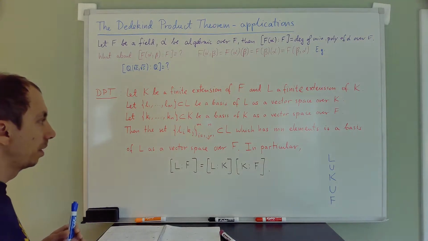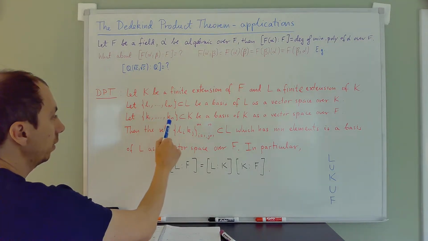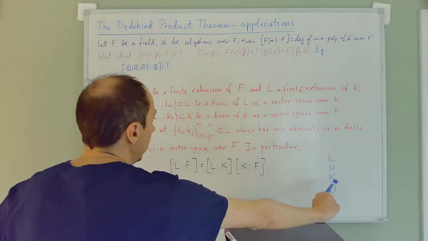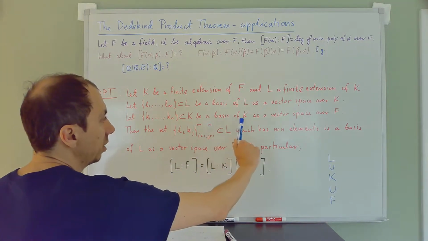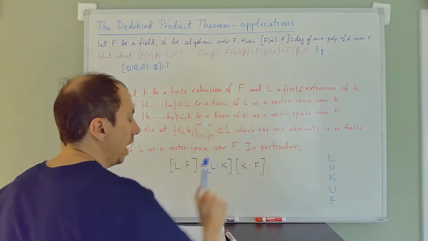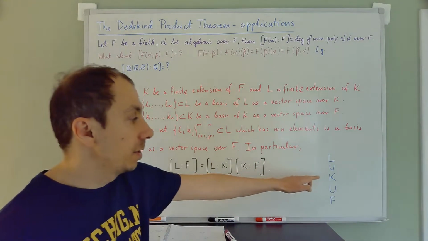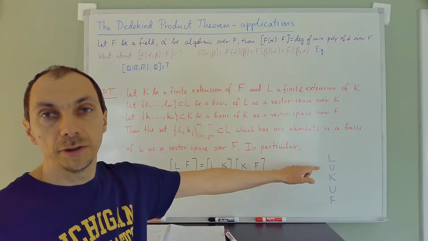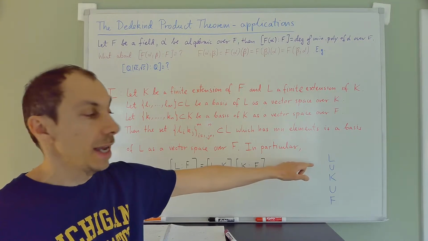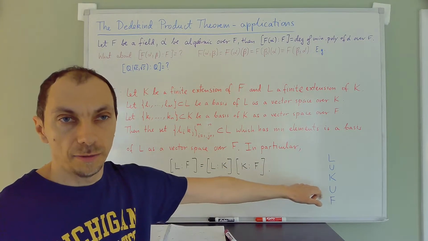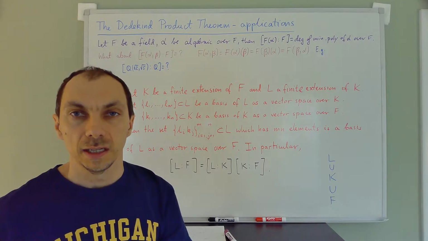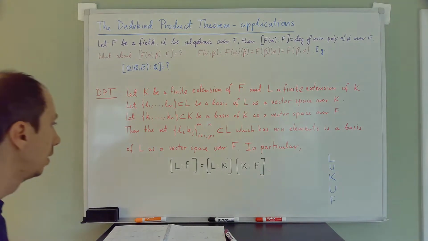In the second step, I take elements K1 through Kn, which lie in K, and I take them to be a basis of K as a vector space over F. So these are elements of K, and K is a vector space over F, and the elements K1 through Kn give me a basis of K as a vector space over F.